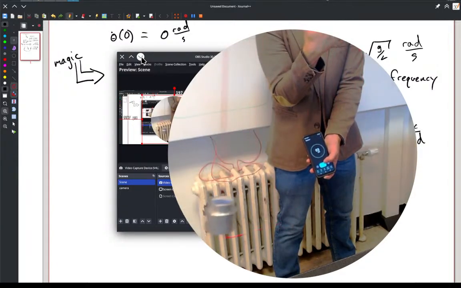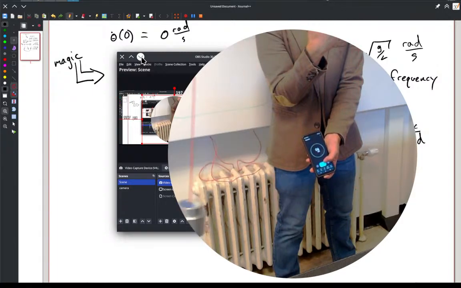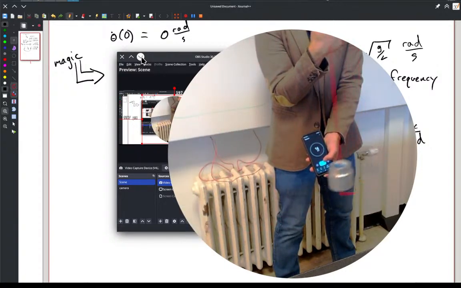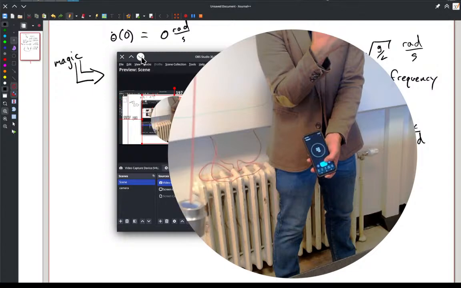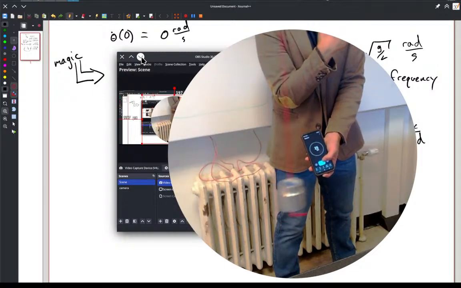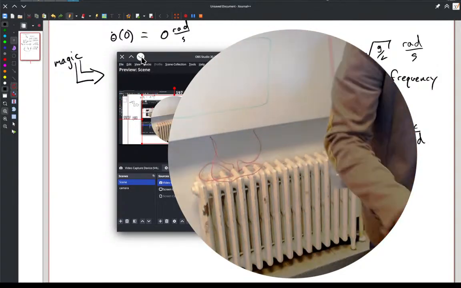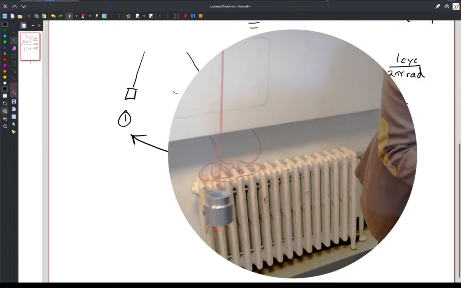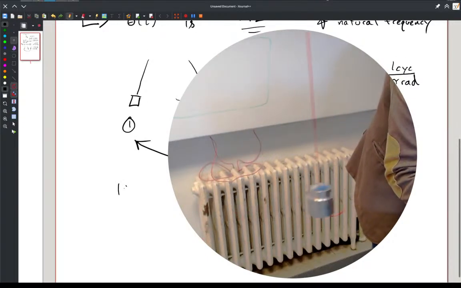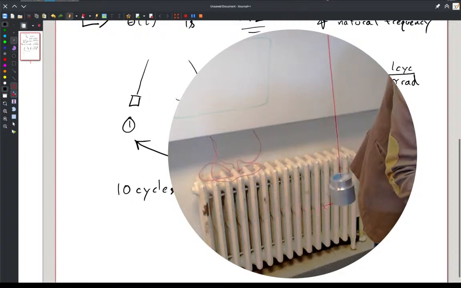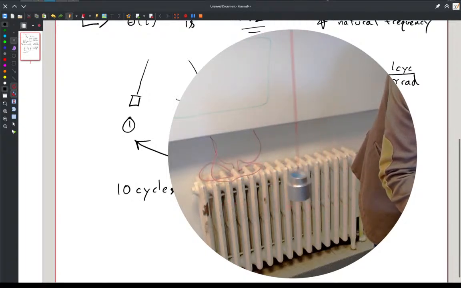So there's 1, 2, 3, 4, 5, 6, 7, 8, 9, 10. All right. Ten cycles in 26.68 seconds.